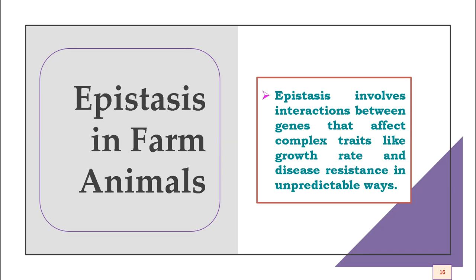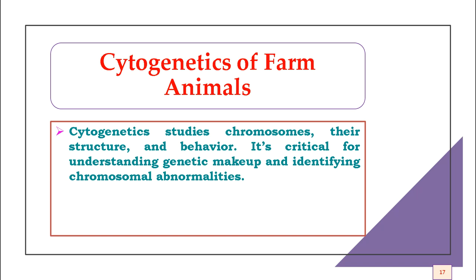Epistasis in farm animals involves the interaction between genes that affect complex traits like growth rate and disease resistance, in unpredictable ways which are genetically inherited. Cytogenetics is also another important tool for farm animals. It's critical for understanding genetic makeup and identifying chromosomal abnormalities. Genetics was mainly focusing on the chromosomes, but now the era has changed.